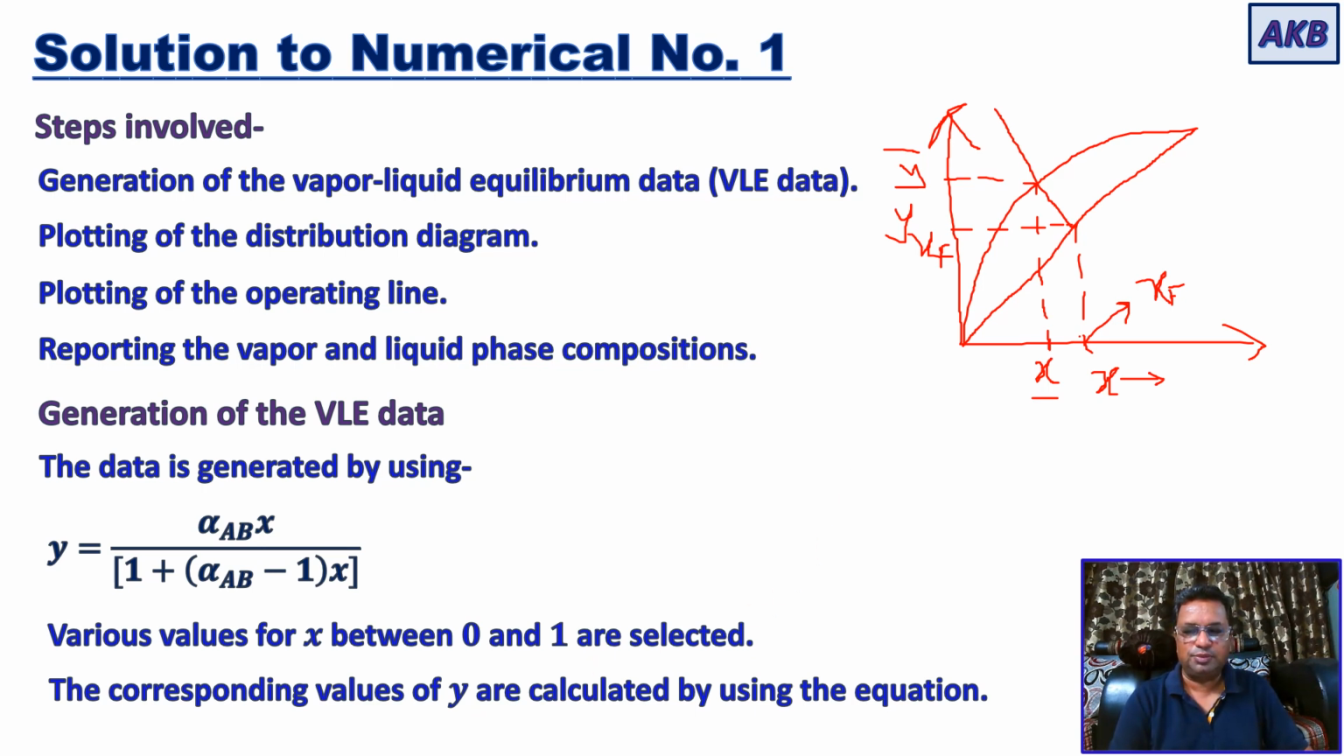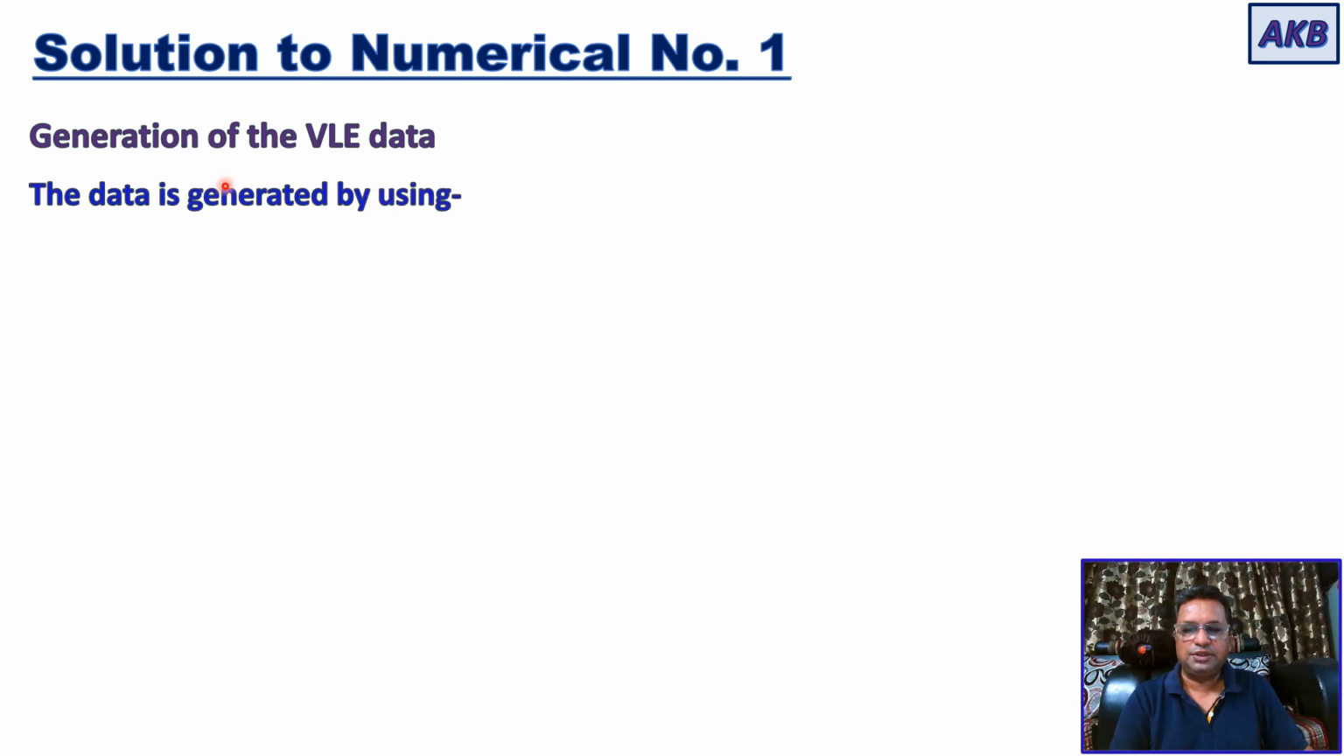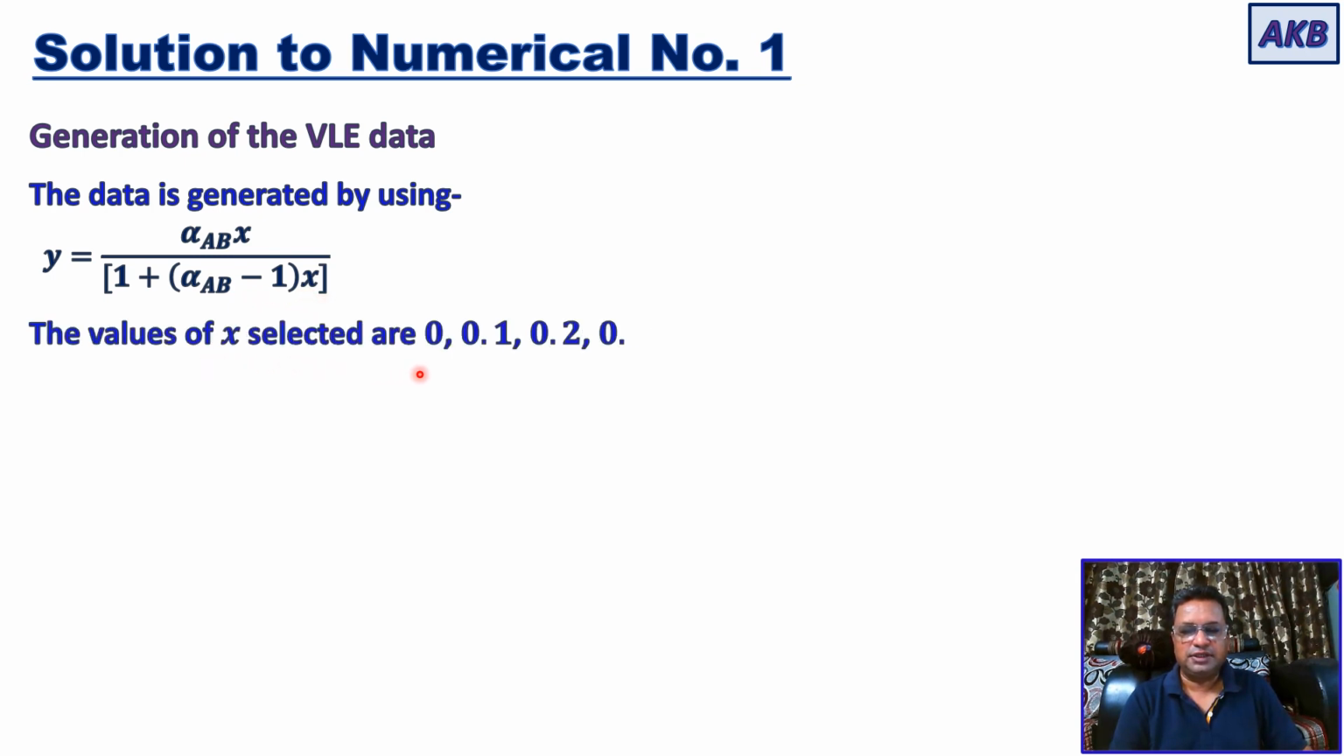Okay, so let us now move ahead. Again, continuing with the same step number 1, generation of the VLE data. The equation to be used is y is equal to alpha AB x divided by 1 plus alpha AB minus 1 into x. The values of x selected are 0, 0.1, 0.2, 0.3, 0.4, up to 1. For x is equal to 0, let us see how to get y.